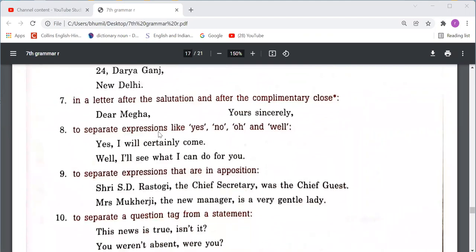Point number 7, in a letter after the salutation and after the complimentary clause, we need to use a comma. Whenever we write a salutation, dear ma'am, dear sir, or a complimentary clause, yours sincerely, yours truly, yours obediently, after that also we have to use a comma, as we have seen here.